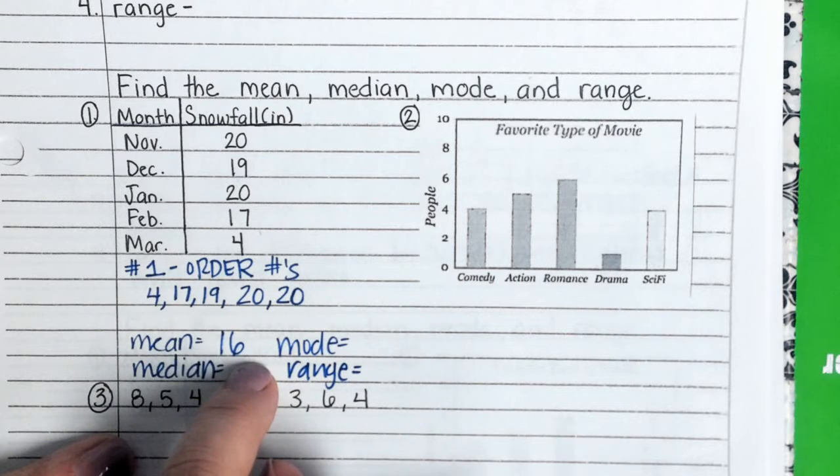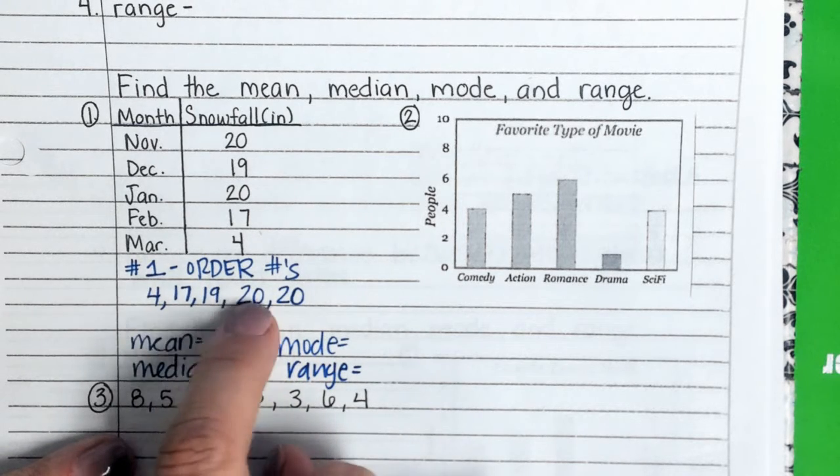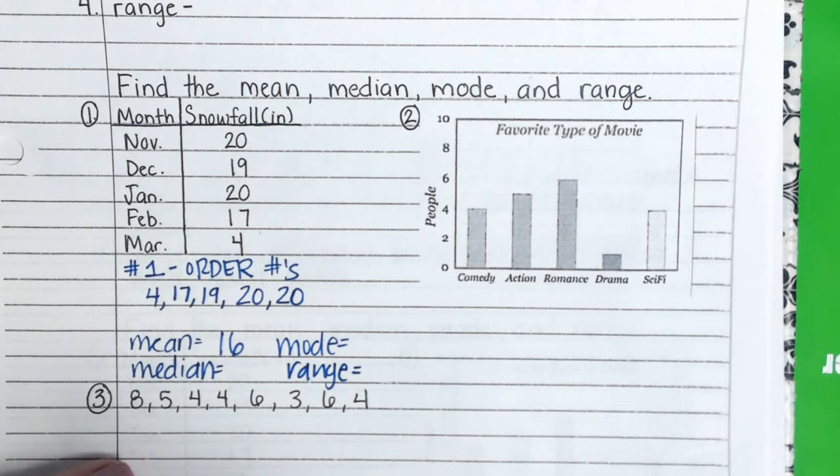Now, remember, we're going to check to make sure this is a reasonable answer. Is it less than 20? Yes. Is it greater than 4? Yes. Is it kind of in the middle somewhere? Yes. Yeah. It's very reasonable.